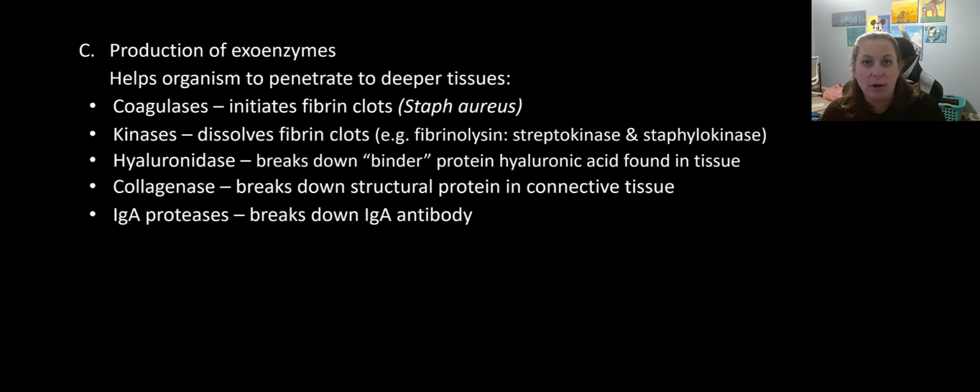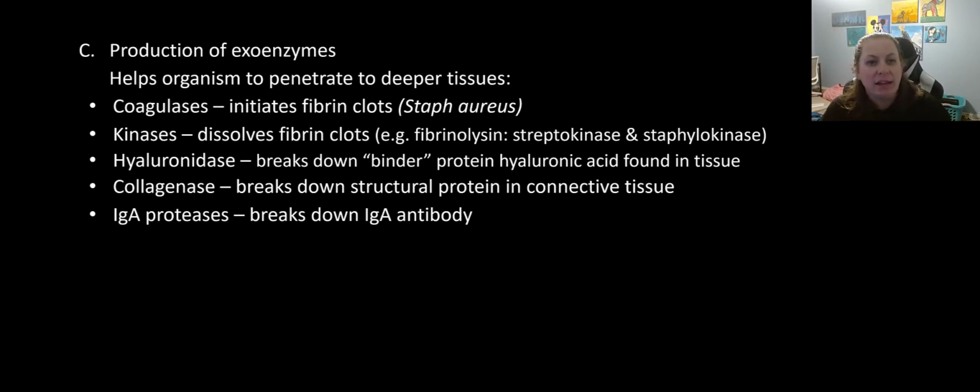Kinases, if a clot forms, they actually can dissolve it, get rid of it. An example of this is fibrinolysin, streptokinase, and staphylokinase. And guys, believe it or not, we actually use this for treatments. When individuals are having strokes and they're due to a blockage, a blood clot, we can actually administer streptokinase to break the clot up. So we exploit their ability to do this to help us in other medical issues. But this can be a problem for us if it's the invader that releases it.